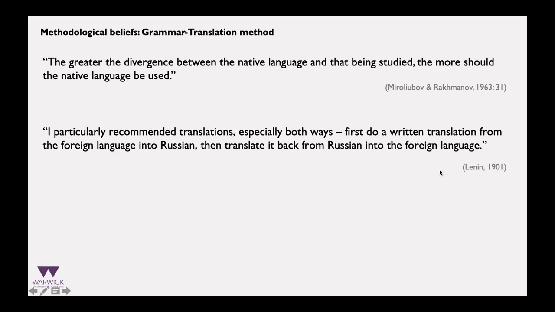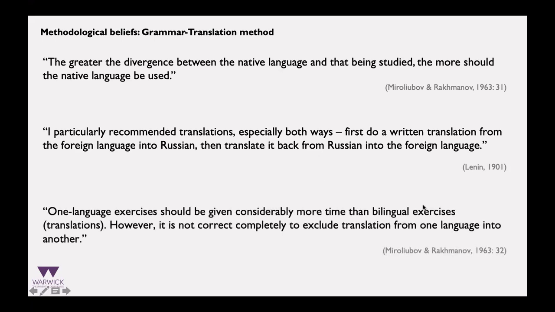But their article is actually quite confusing because they write a lot about how we should be comparing and contrasting the language with students all the time if we are teachers. But they almost conclude by saying that, of course, one language exercises should be given considerably more time than bilingual exercises, translation. Okay, so in other words, yes, the children in the class should be hearing and using English as much as possible, but there still needs to be a lot of translation, and bilingual exercises don't just mean translation. So it's not correct to completely exclude translation from one language into another.